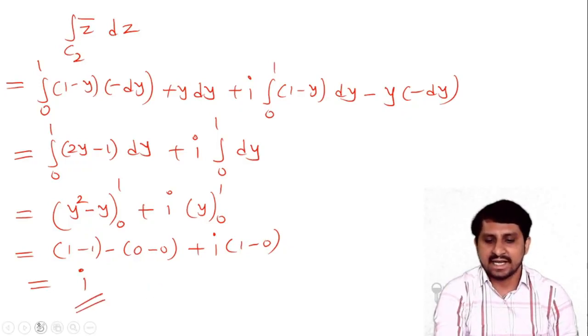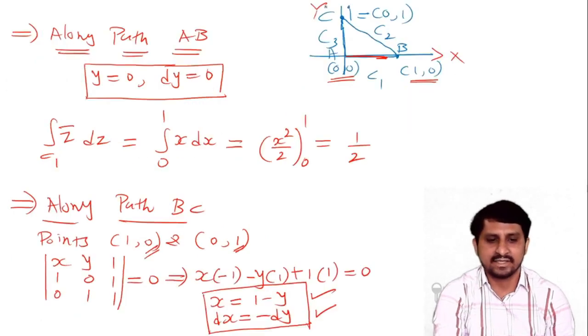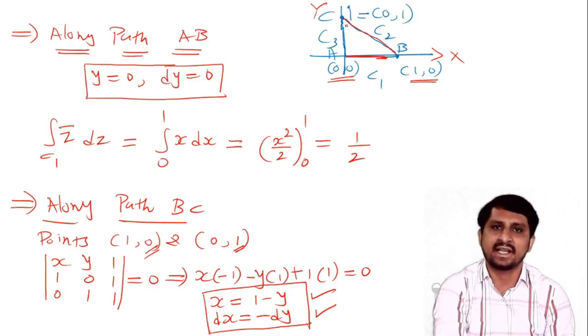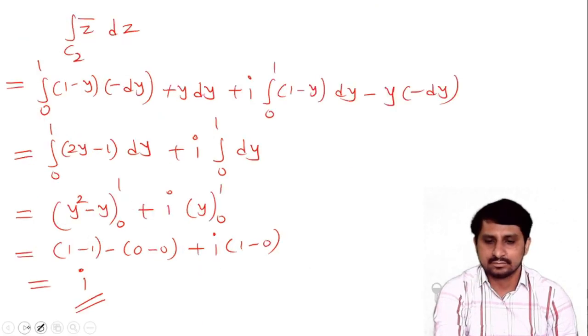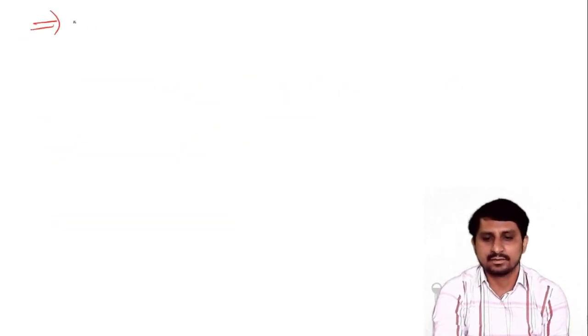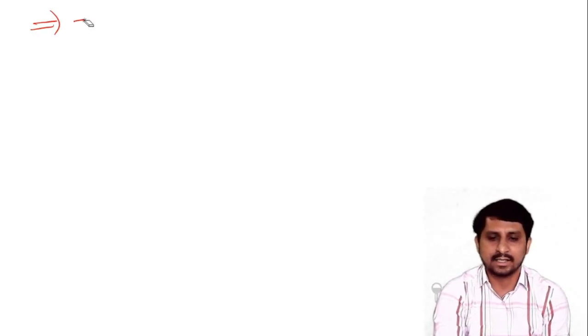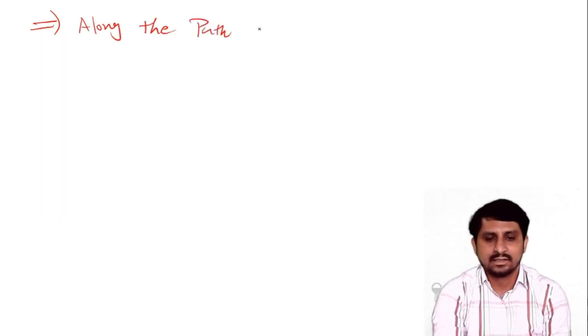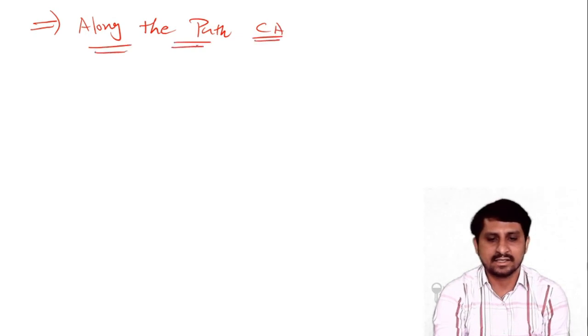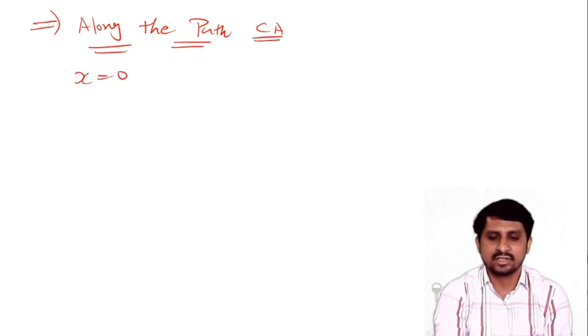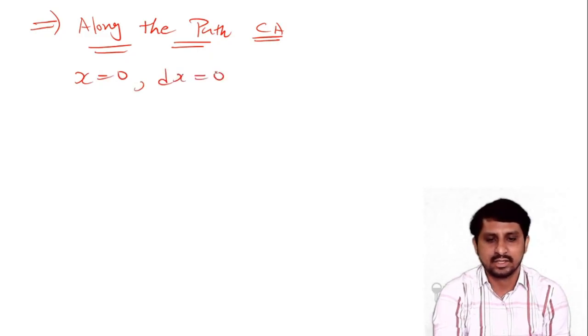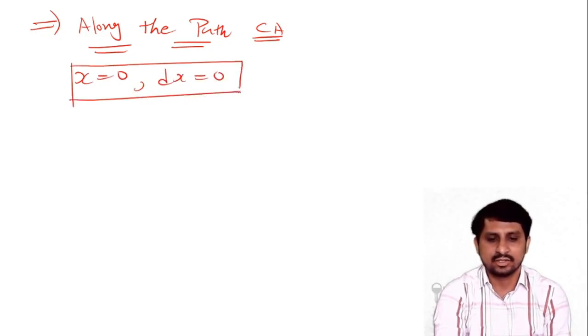Now next I want to find, don't forget, what is my third line. We find the integration for this line. The third line is from (0, 1) to (0, 0). This is nothing but the y-axis, and the equation of the y-axis we know is x equal to 0. Now I want to find along the path CA. The equation of the line is x equal to 0 because we have the y-axis, so dx is also 0.